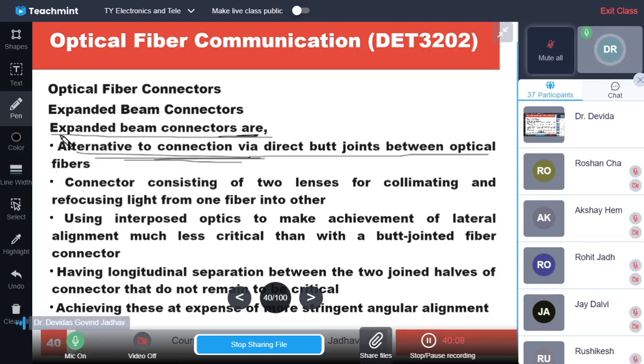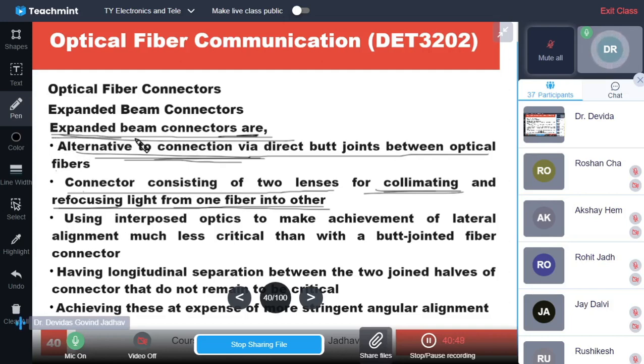So how are the expanded beam connectors? The connector consists of two lenses for collimating and refocusing the light from one fiber into the other fiber. It collimates the light: the divergent light is made parallel. And the collimated light, that is the parallel light beam, is refocused by the second lens to launch into the next fiber.